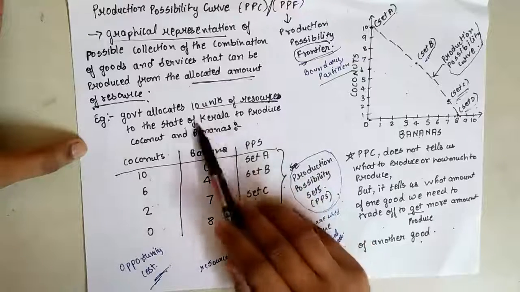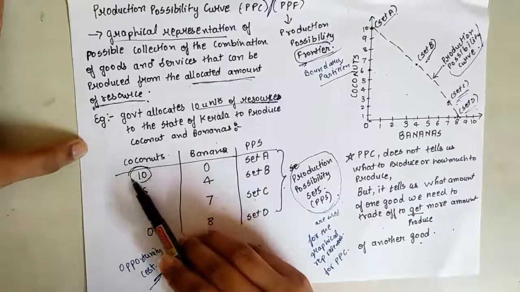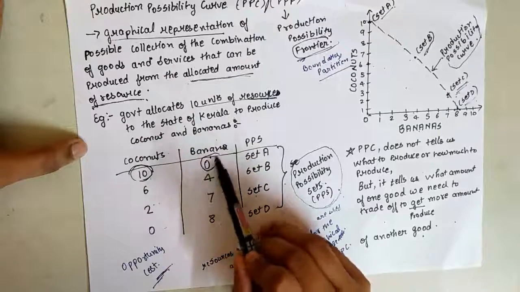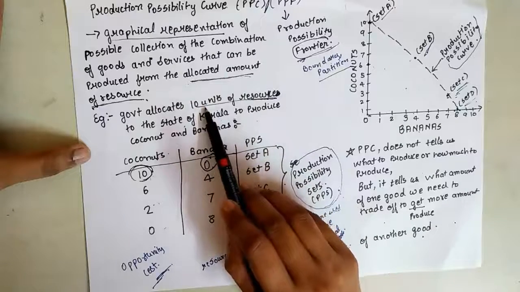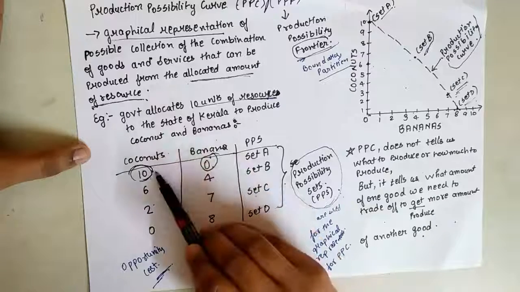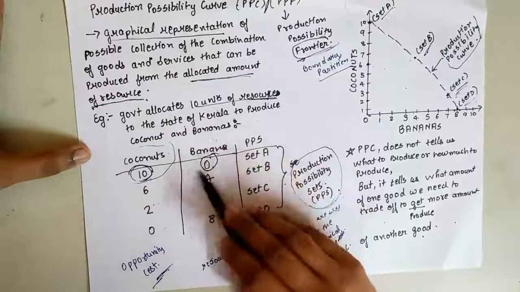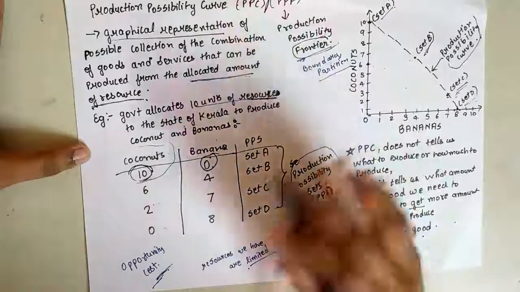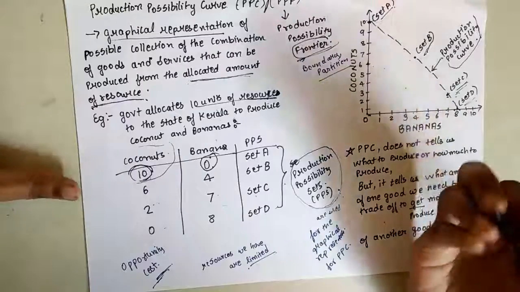In set A, the government of Kerala decides to produce 10 units of coconuts, but they will have to sacrifice all the units of bananas. All the resources they have been allocated are reallocated to produce coconuts, and there are no resources at all to produce bananas. This is the easiest example I could think of.